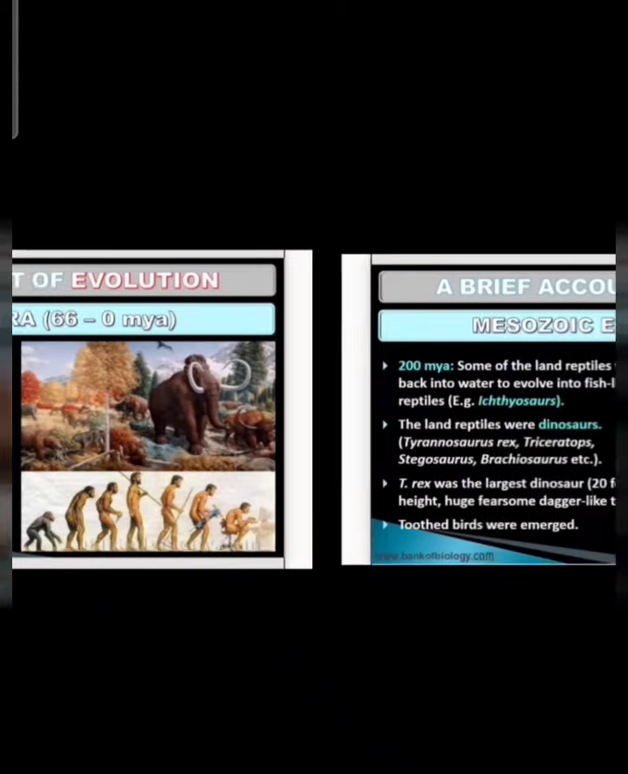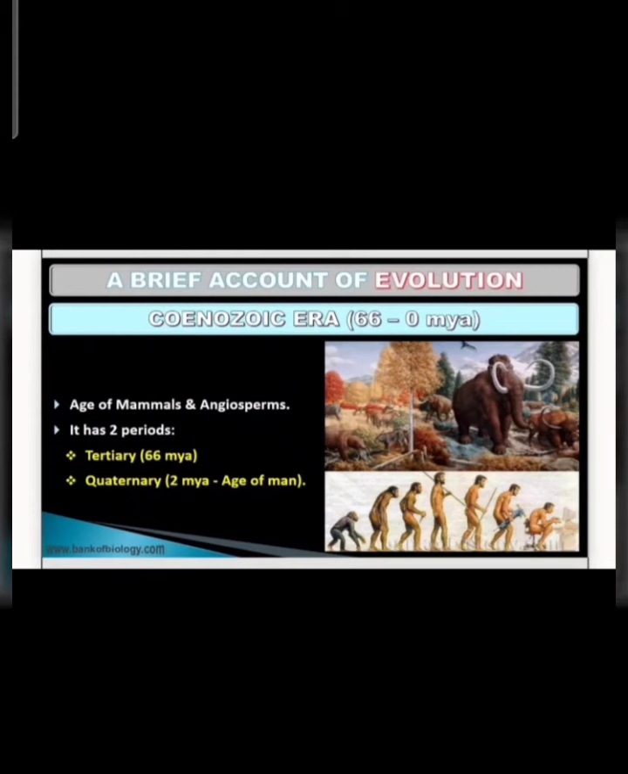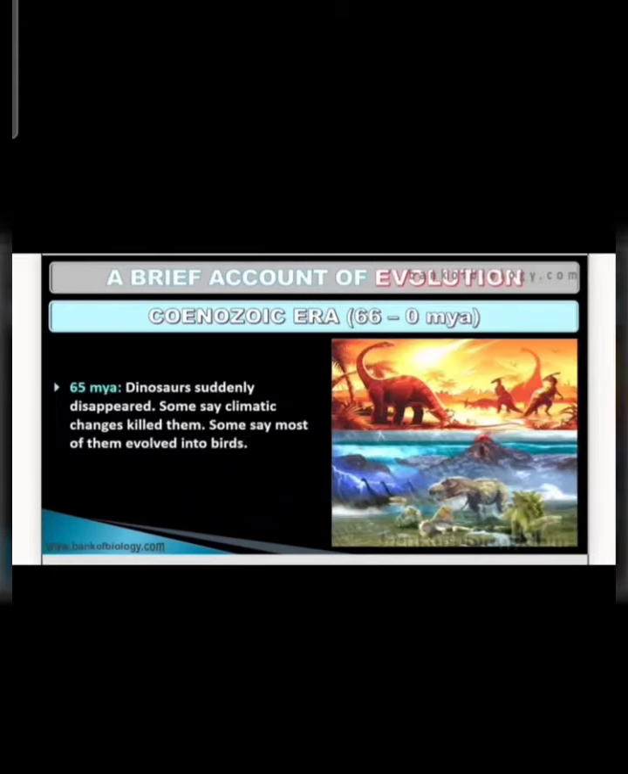After the Mesozoic era comes the Cenozoic era, 66 million years ago, the age of mammals and angiosperms. They started appearing. It has two periods: Tertiary, 66 million years ago, and Quaternary, 2 million years ago, which is the age of man. 65 million years ago, dinosaurs suddenly disappeared. Some say it might be due to changes in the environment that killed them. Some say they might have evolved and become birds.